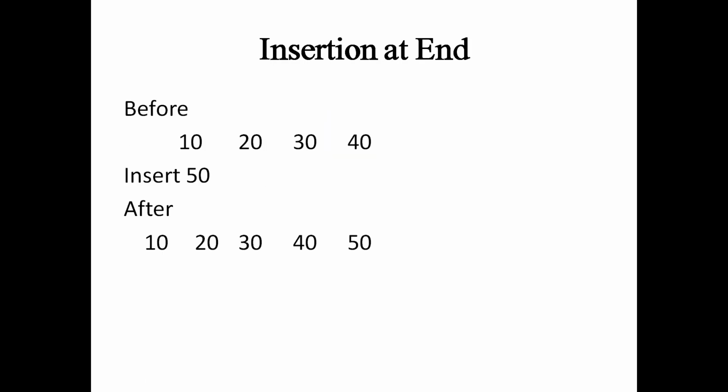Insertion at end. This is the easiest type of insertion. Suppose an array currently contains 4 elements and it has a free location available at the end. Let us assume we have an array with the maximum size 5 and which already has 4 elements: 10, 20, 30, 40. Now we want to insert one more element, 50. So we simply place that new value in that freely available location. No shifting is required, hence insertion at end is very fast.